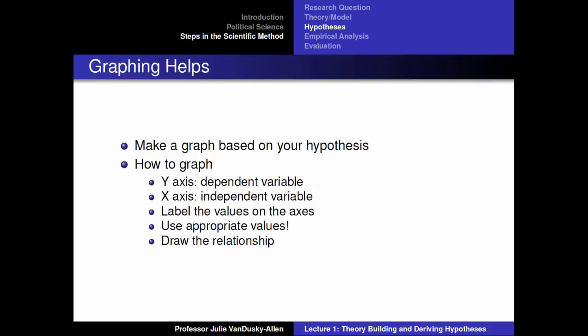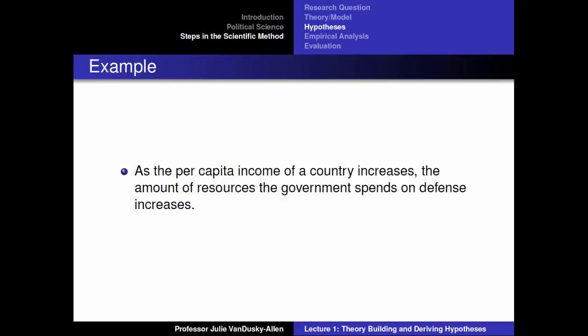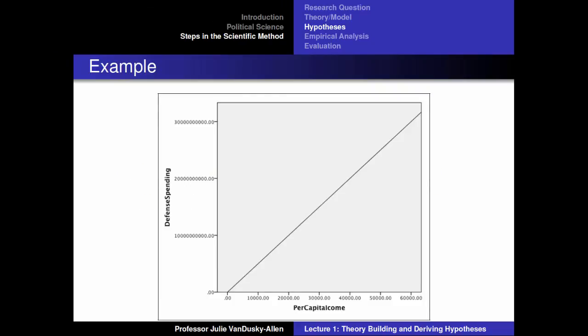If you are having problems determining whether you wrote an appropriate hypothesis, you could draw a graph based on your hypothesis to see if it is appropriate. On the y-axis, you would place your dependent variable, and on the x-axis, you would put the independent variable. You should label the appropriate values on the axes and then draw the relationship between your variables based on your hypothesis. So imagine that your hypothesis was, as the per capita income of a country increases, the amount of resources the government spends on defense increases. This is what the graph would look like.